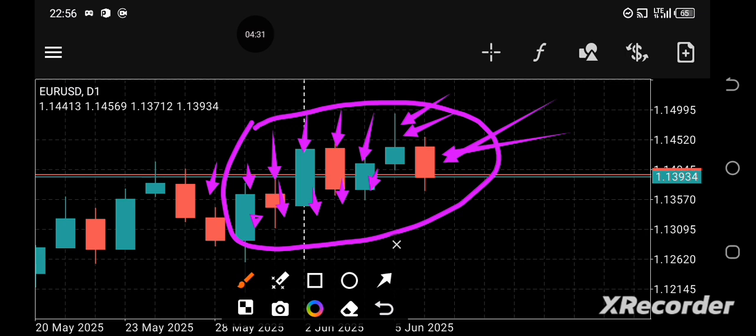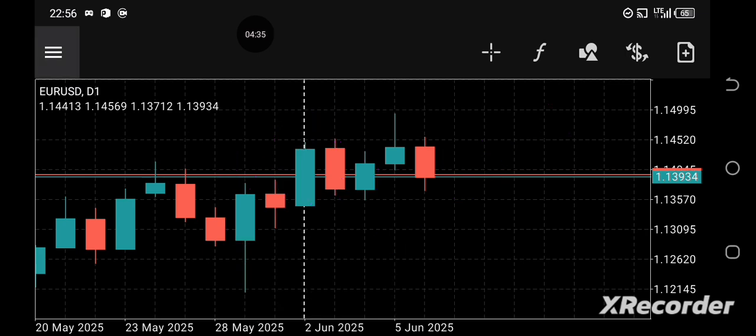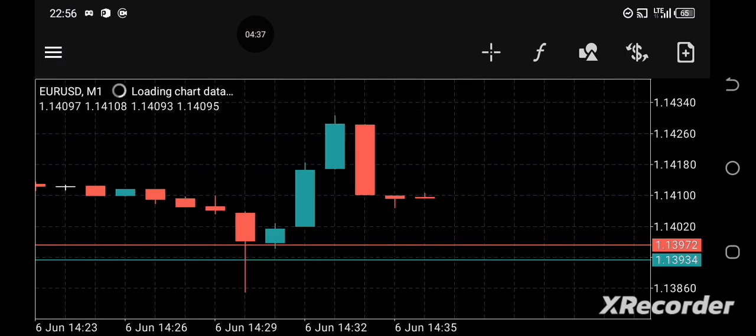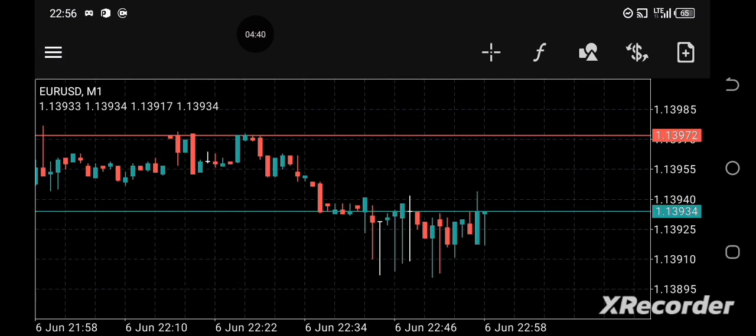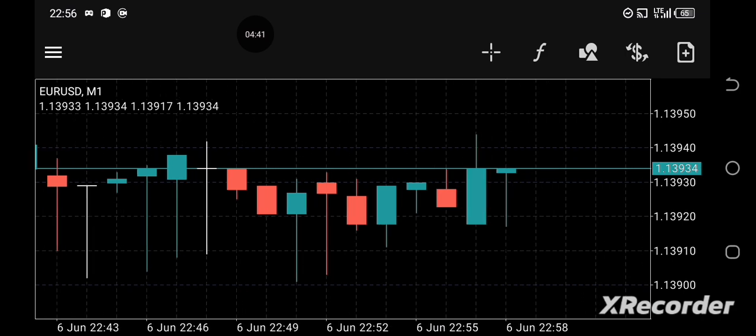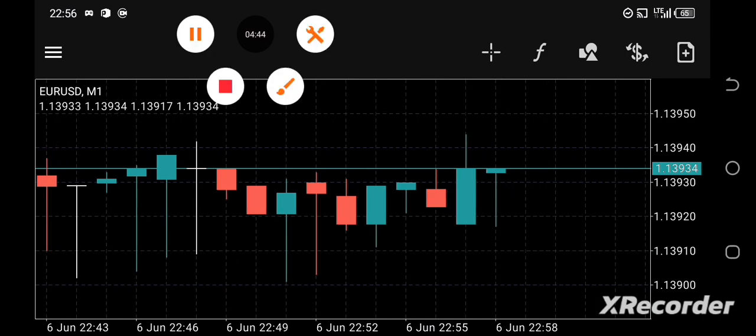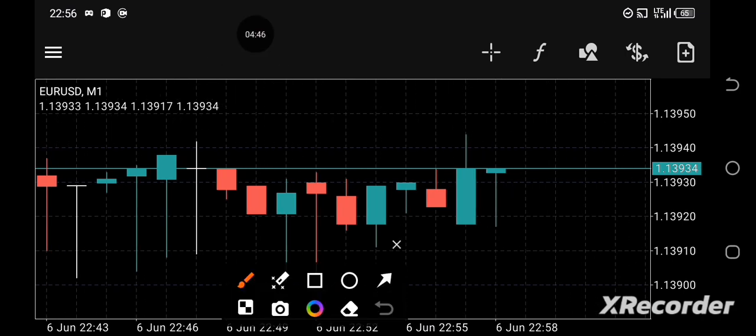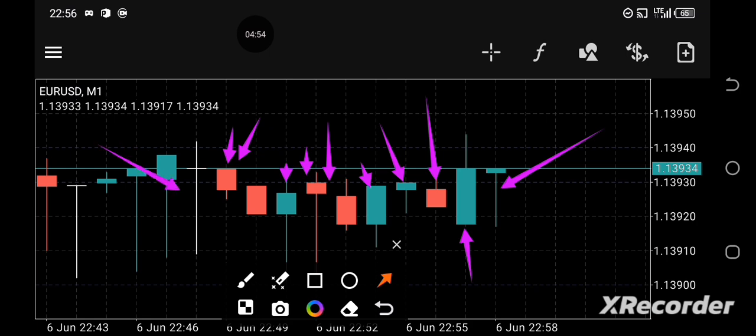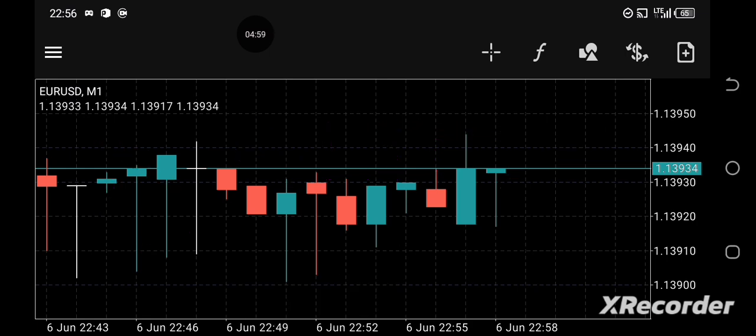You can start from 1 minute. Let me change it to M1. So this is a 1 minute candle. All these candlesticks you are seeing here, it took just 1 minute for each and every one of them to form. Every candlestick here, irrespective of the size, took 1 minute to form.